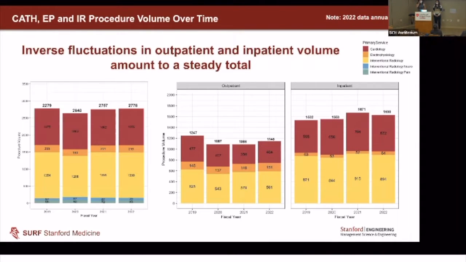And then for the historical analysis, we first started with looking at procedure volume over time. So on the right, you'll see the total procedure volume stacked by primary service, and we were primarily looking at cardiology, electrophysiology, interventional radiology, and then 2 sub-interventional radiology, neuro and pain. So obviously it's pretty steady, and then on the left, it's broken down by inpatient and outpatient, which have inverse fluctuations, so that overall amounts to the steady total.